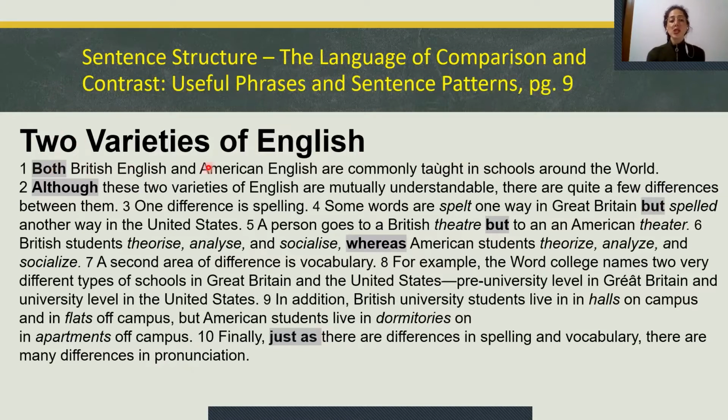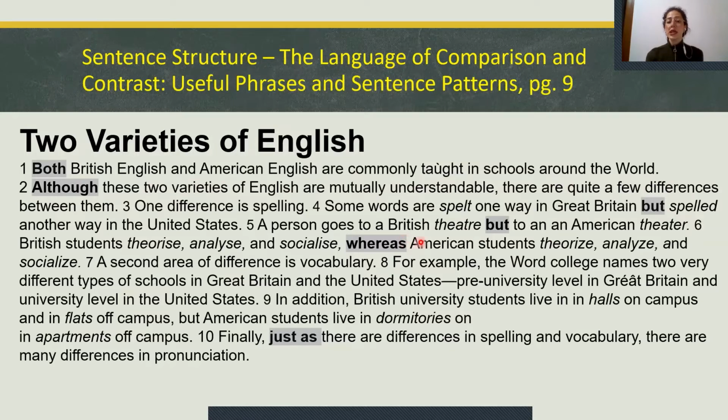1. Both British English and American English are commonly taught in schools around the world. So does "both" show similarity or difference? Similarity. 2. Although these two varieties of English are mutually understandable, there are quite a few differences between them. So the first one is something positive, and "quite a few differences" is negative. So "although" shows contrast, it is used to show difference. And whereas, what about whereas?